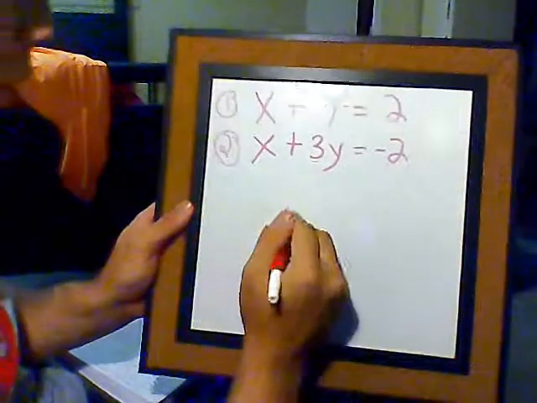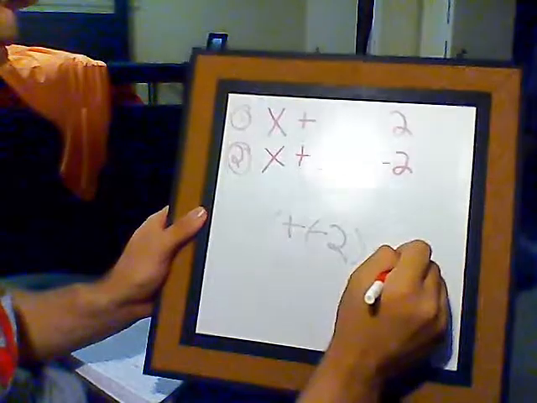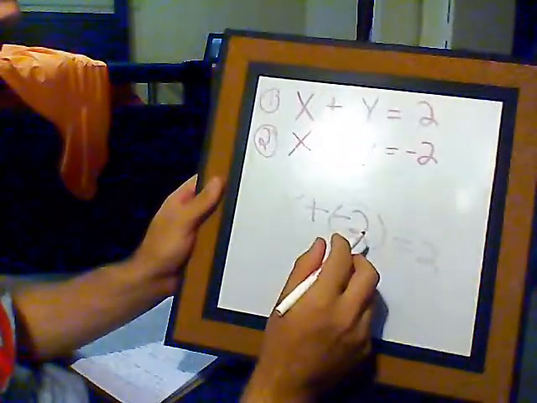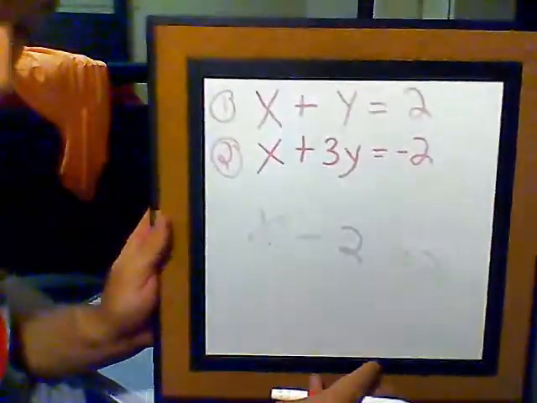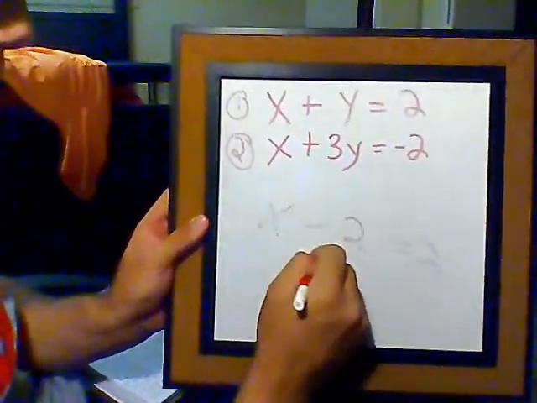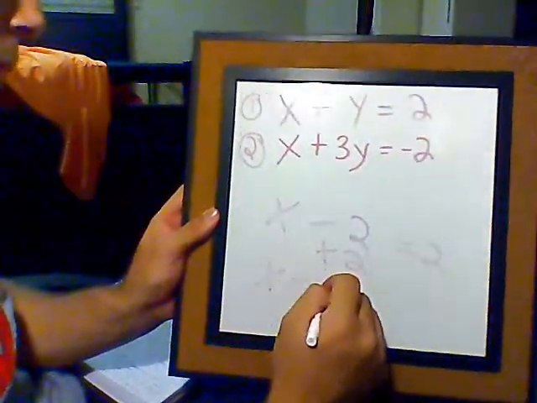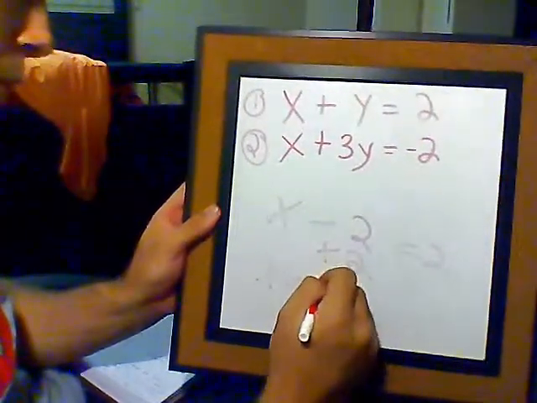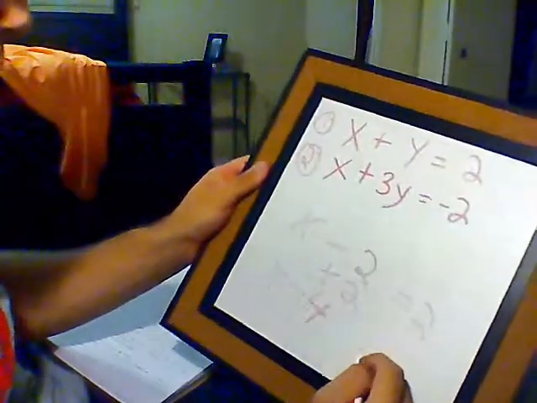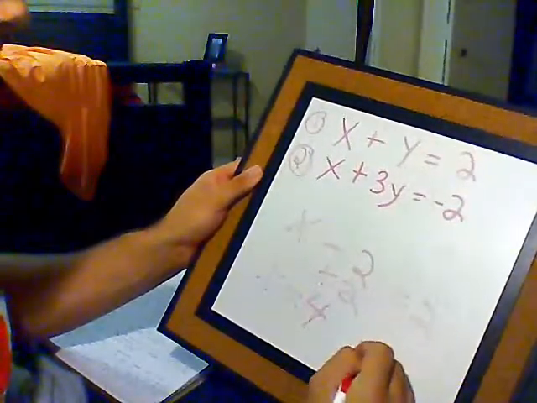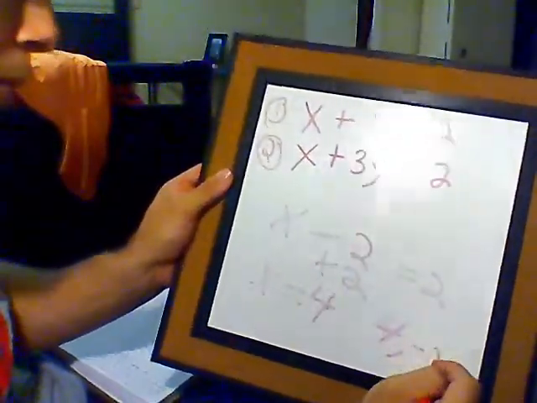Now plug in the y value into the first equation and solve for x. So you get x plus negative 2 equals 2. The minus overcomes the positive, so you get x minus 2 equals 2. Add 2 to the other side so that you get x by itself. Therefore, x should equal 4. So, your solution set for the two equations comes out to be 4 and negative 2.